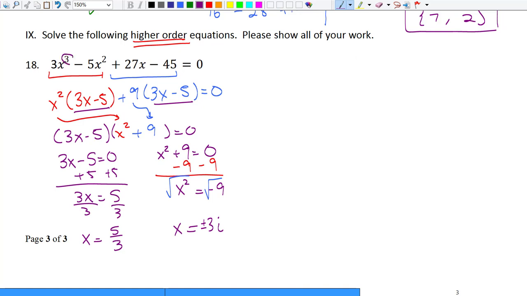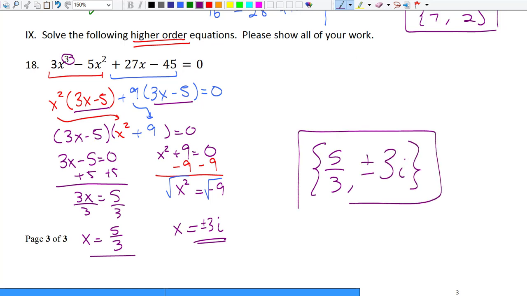Do you remember when I said we were looking for 3 answers? Do I have 3? Yeah, I do. I have 1 and the 5/3, and then 2, the positive 3i and the negative 3i. So the answer here is 5/3 and positive and negative 3i, which is 3 total answers.